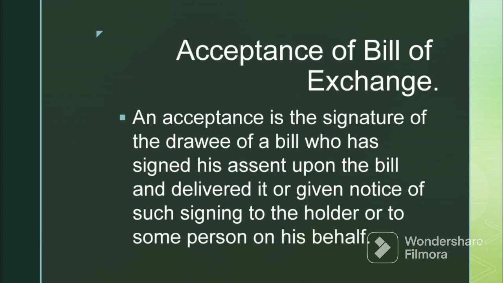Now let's check the concept acceptance of bill of exchange. Acceptance is nothing but the signature of the drawee, and this signature should be there upon the bill. Through this signature, he is giving his assent, and this should be delivered, and it should be informed to the holder or to some person on his behalf, that his assent should be informed to the holder. And the bill of exchange is valid only if there is the signature of the drawee.